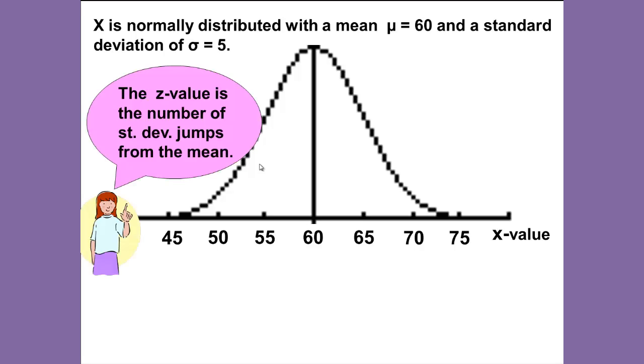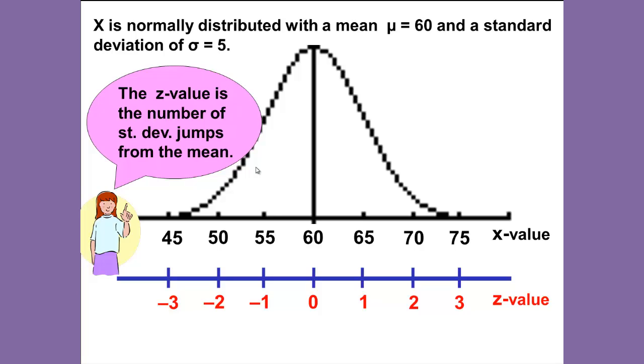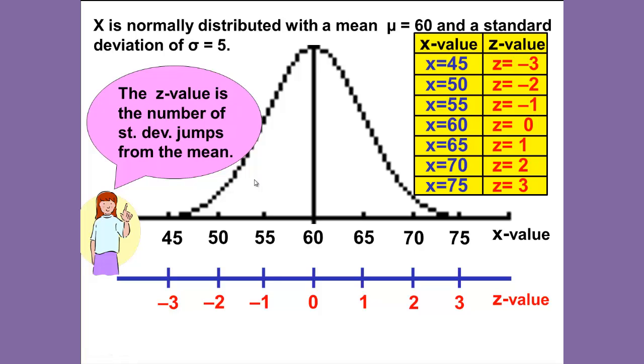The z-value is the number of standard deviation jumps from the mean. So now we have an x-value scale and a z-value number line. Notice that that gives us two number lines, one with x values, one for the z values. Each x value has a corresponding z value.